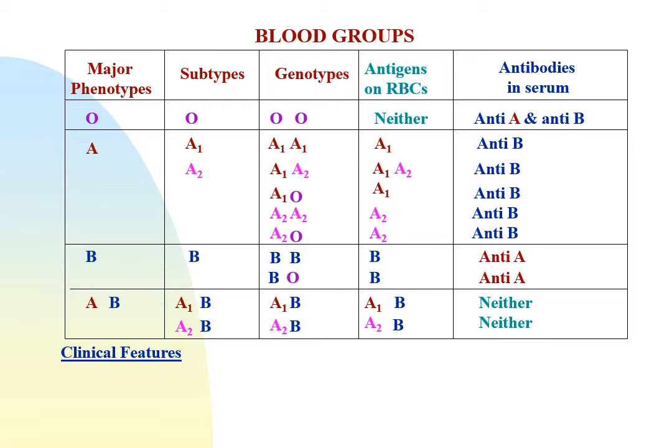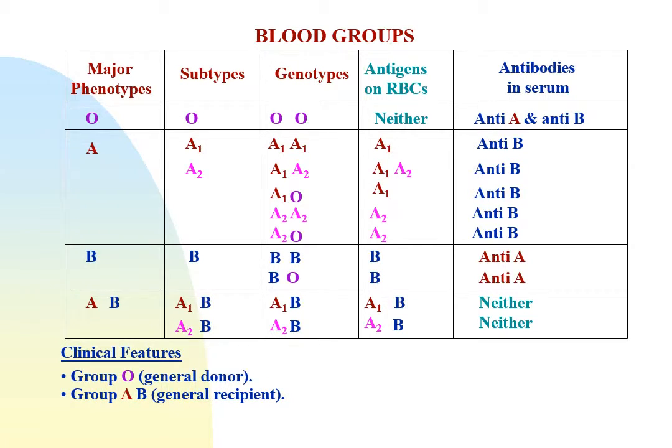Clinical features of the different blood groups. Group O is a universal donor or a general donor. This is because the serum of the donor is greatly diluted by the serum of the recipient. Therefore, the antibodies in the serum of the donor are of little importance, but the danger is in the liability of RBCs of the donor to be agglutinated by the serum of the recipient. This cannot happen in O group because it has no antigens on its RBCs.